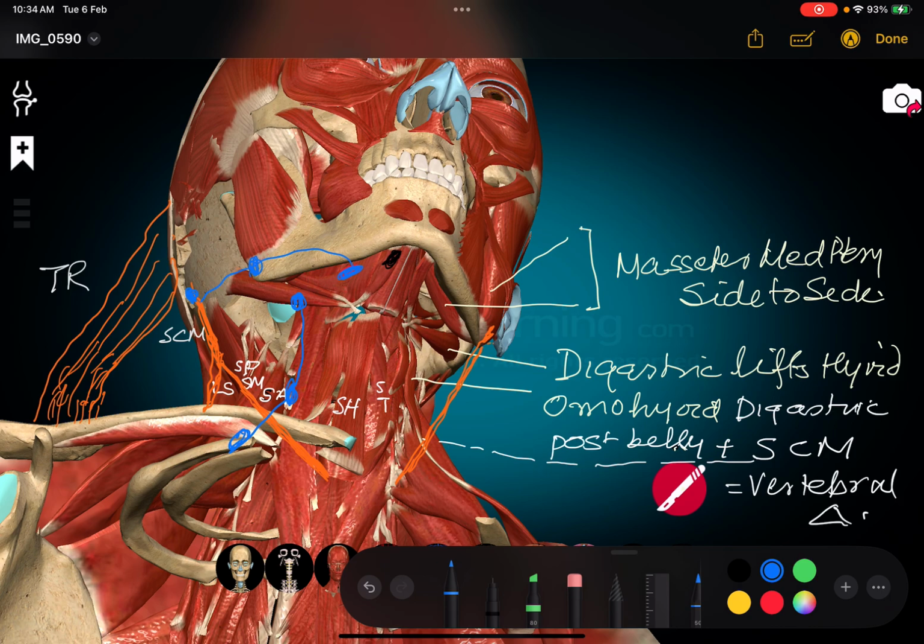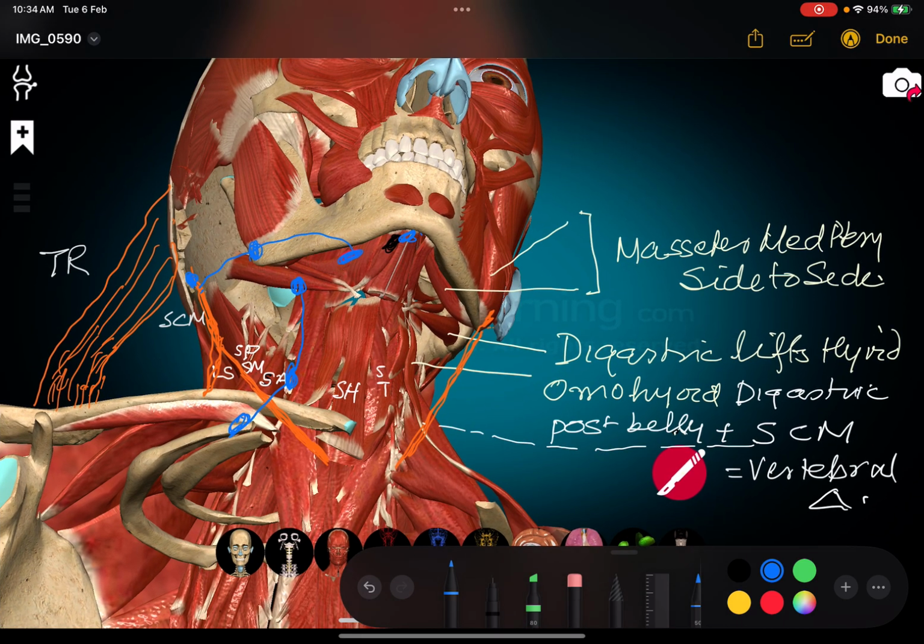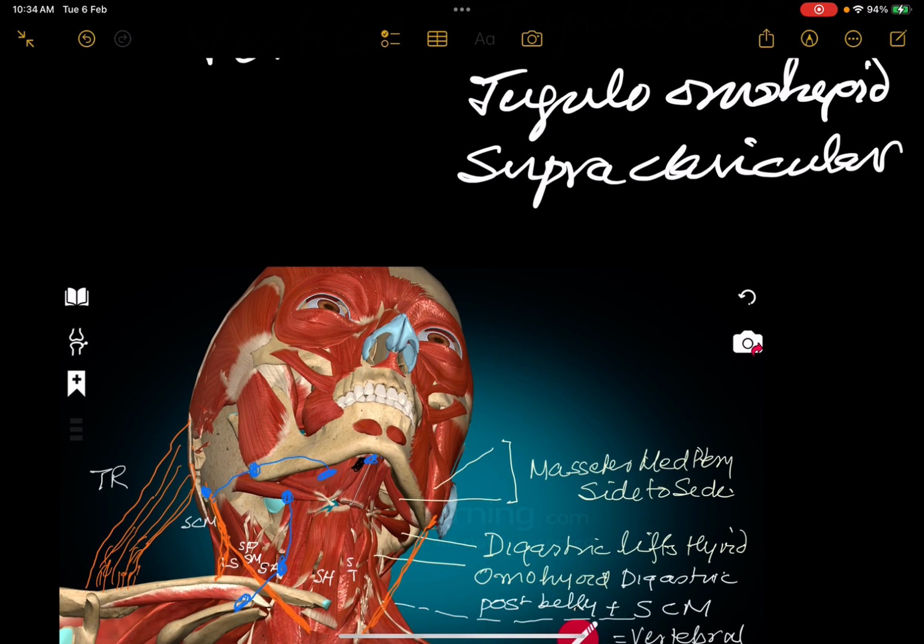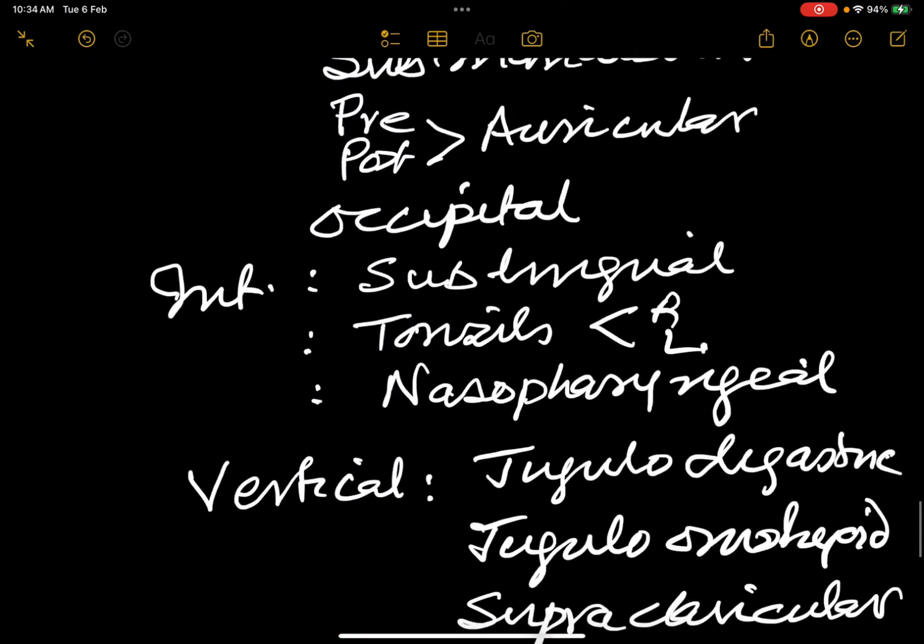So this is the outer ring, starting from submental, submandibular, preauricular, postauricular and occipital. And inside the mouth you have sublingual, you have tonsils on both sides, and you have the nasopharyngeal tonsil. So we have done this, and this is all for today.